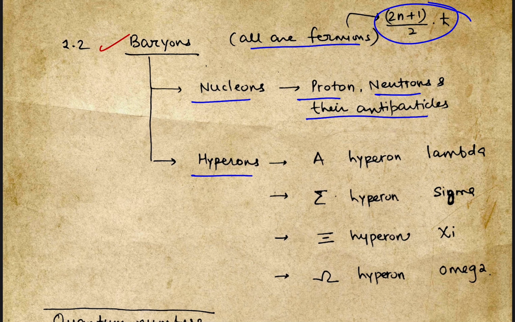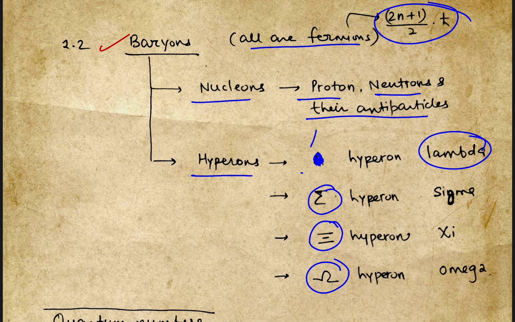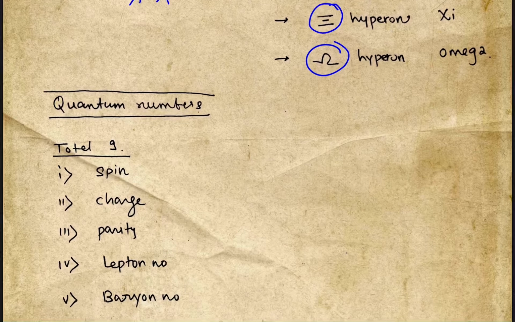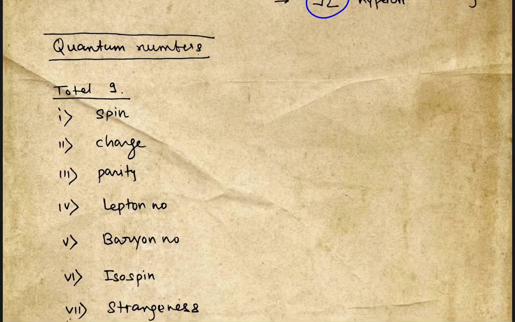Hyperons: this is the lambda hyperon, this is the sigma hyperon, this is the chi hyperon, and this is the omega hyperon. Let me tell you, this is not A, it is written wrongly here. This is the sign, and this is called the lambda hyperon. This is capital lambda. A small lambda is like this, and capital lambda is like this. So now we are done with the classification of the particles.